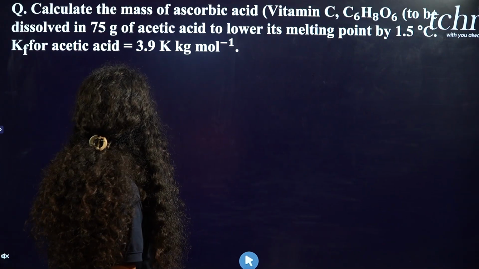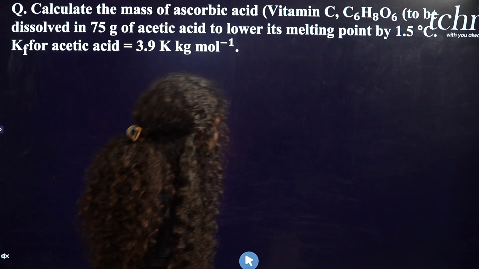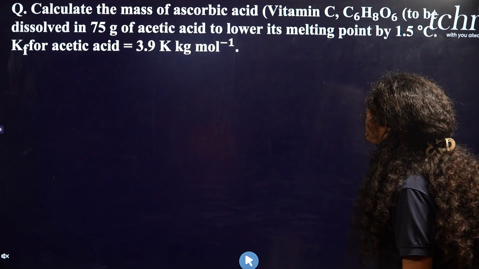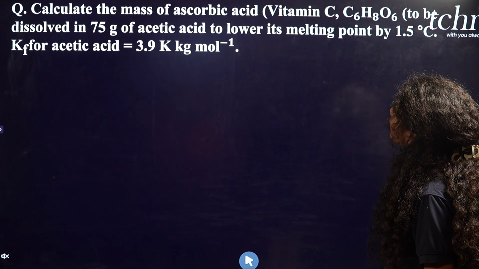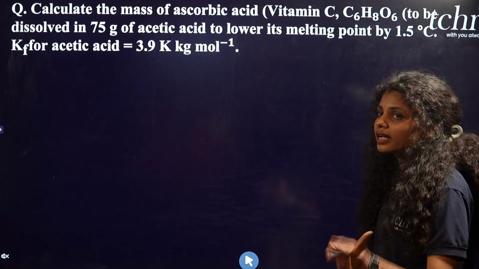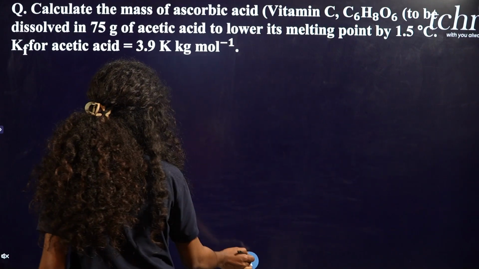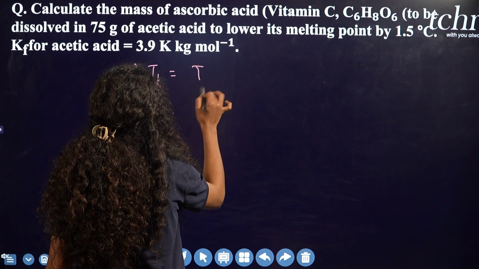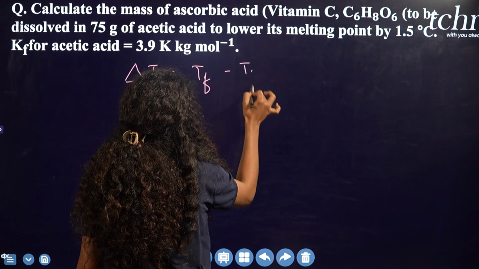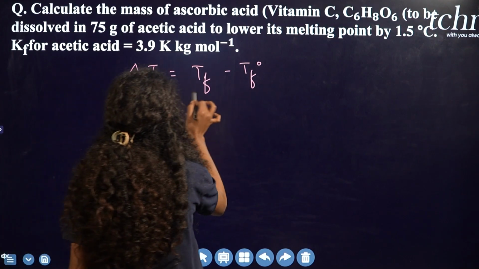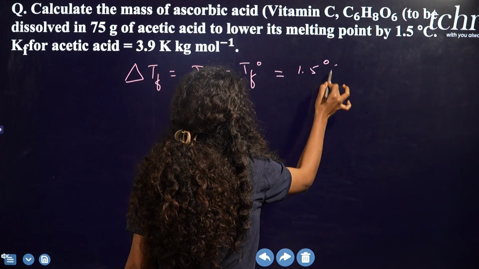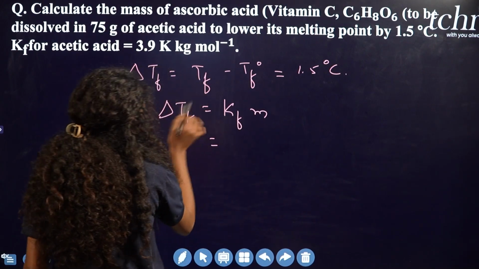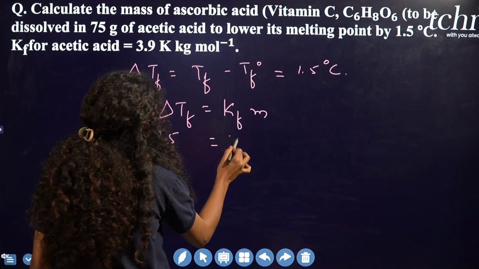Next is: calculate the mass of ascorbic acid, which is vitamin C, C6H8O6, to be dissolved in 75 gram of acetic acid to lower its melting point by 1.5 degree Celsius. KF for acetic acid, they have given KF. So delta TF is equal to TF minus TF naught. So delta TF they have given directly, which is equal to 1.5 degree Celsius. So delta TF is equal to KF into m. So delta TF is 1.5 degree, KF is 3.9.